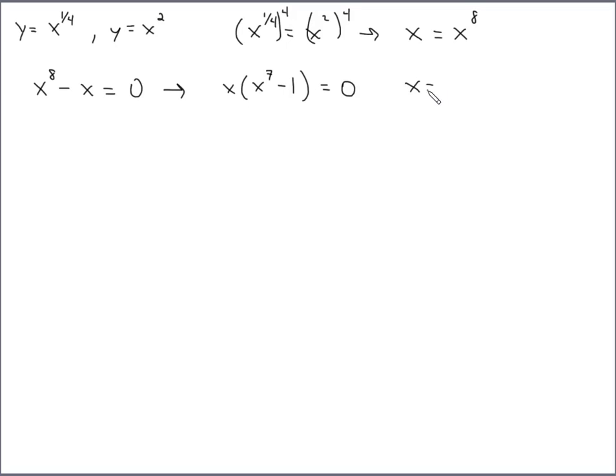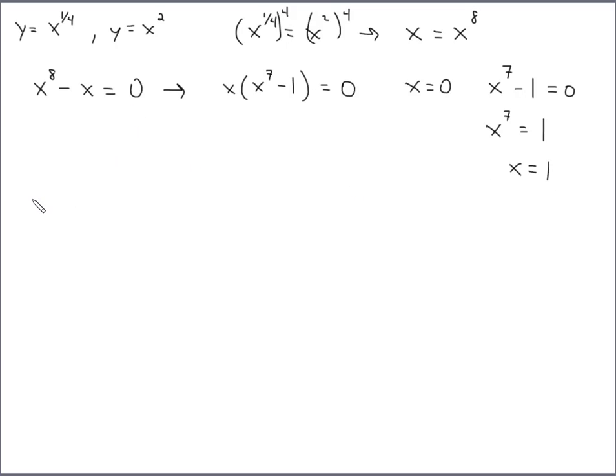So that tells us that x equals 0 and x to the 7th minus 1 equals 0. We can solve this one by moving that 1 to the other side. x to the 7th is equal to 1. The 7th root of 1 is 1, so x equals 1 is our other bound.